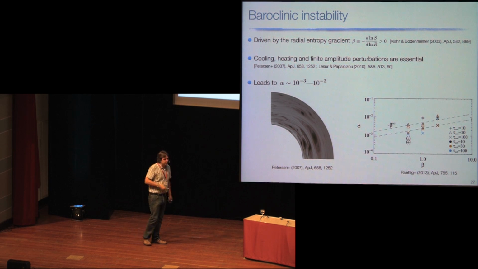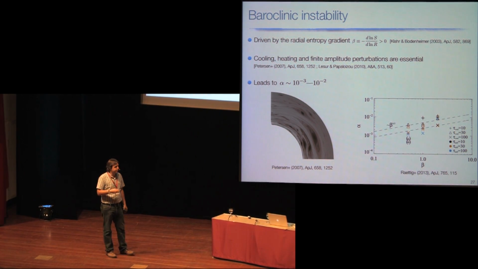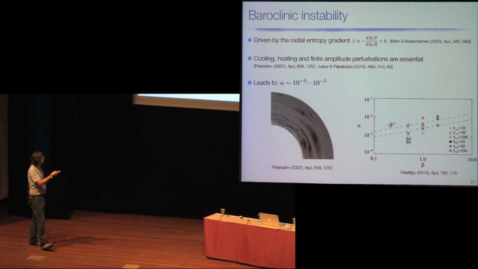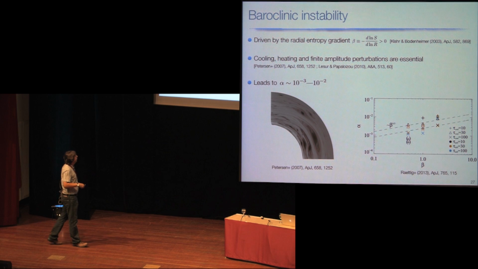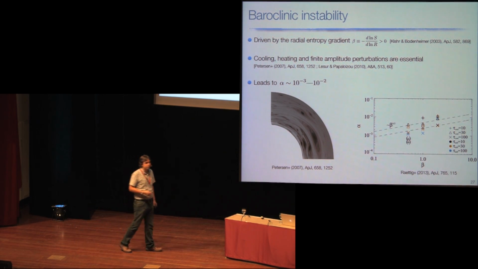Because you have vortices, you will generate spiral density waves, and the spiral density waves will transport angular momentum. And these are the typical values of transport of angular momentum you get as a function of beta, which is this thing here. And you see that you get typically values of alpha between 10 to minus 3 and 10 to minus 2, which is exactly what you need.